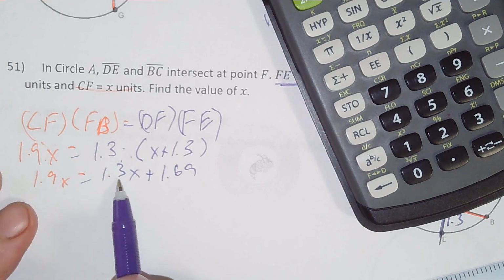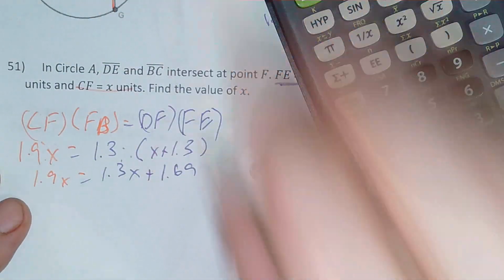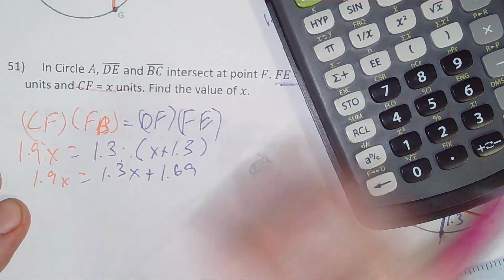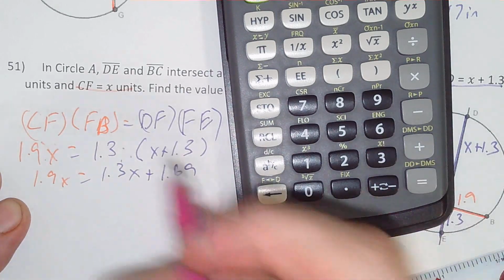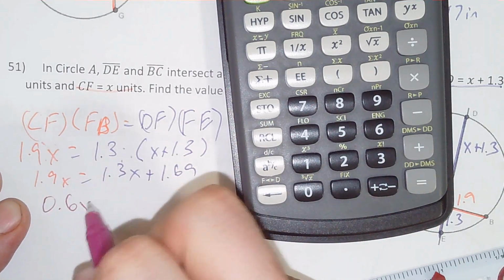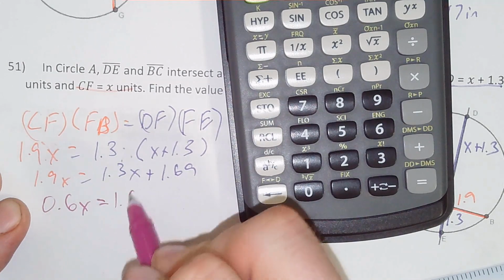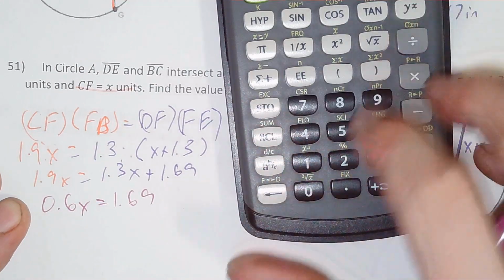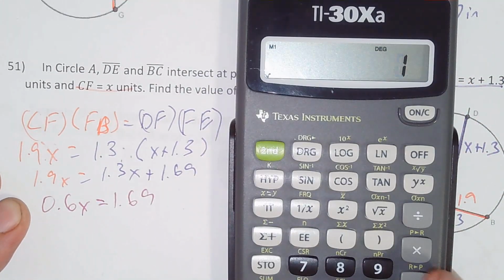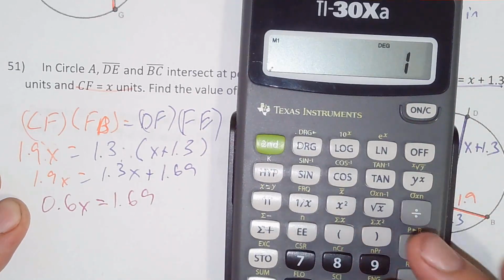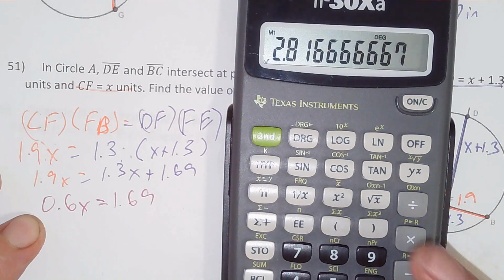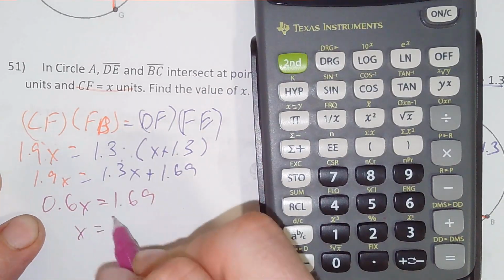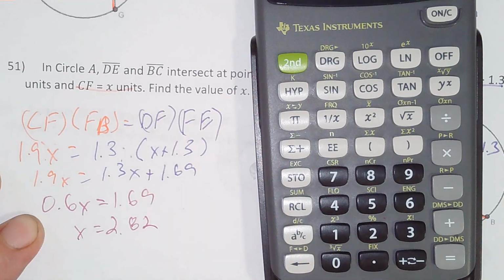Now we need to bring the 1.3x over here. This is going to turn everything to a different color because we're blending sides together. This is going to be 1.9 minus 1.3 equals 0.6x equals 1.69. Now we do 1.69 divided by 0.6, and that's x equals 2.82. Okay.